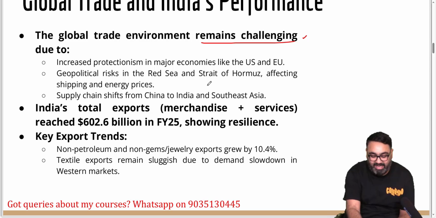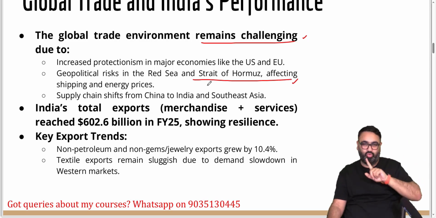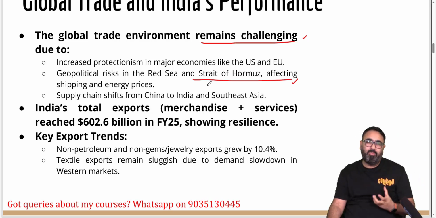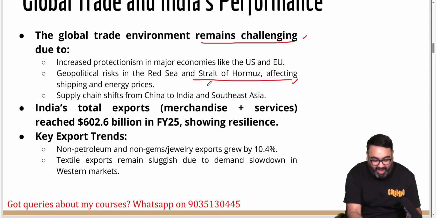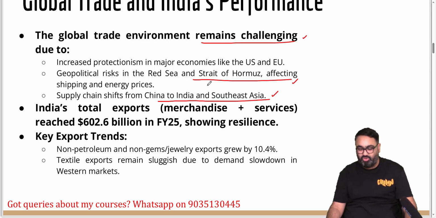So, risk in the Red Sea and Strait of Hormuz has affected shipping because now ships have to take a much longer route. Longer route means more money has to be spent and the cost gets passed on to those countries that are buying. So, energy prices have increased because of that. Supply chains have been trying to shift from China to India and towards Southeast Asia, which is a good sign for us. Although it's not a very quick shift, we do see increasingly many companies showing interest in shifting their base from China to India.